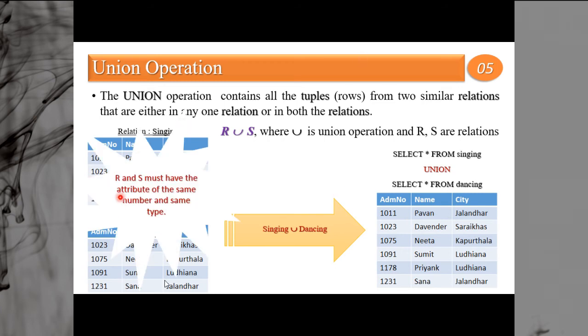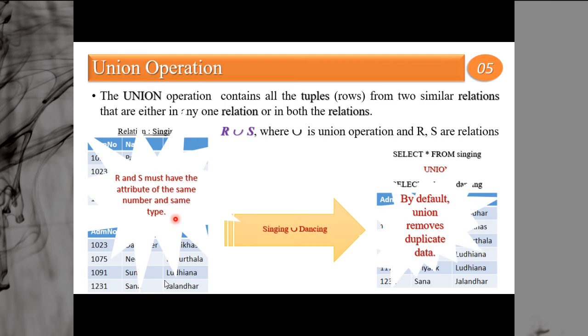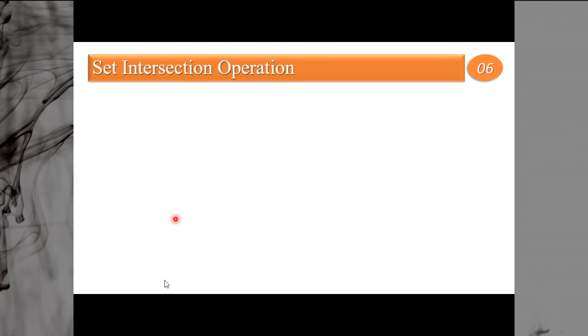Now this is a very important thing to remember: R and S must have the same number of attributes. It means the number of attributes should be the same and their data types should be the same. Union also removes duplicate data. If a tuple has a duplicate record, like in our case we have two Devender from Sarai Khas, only one Devender will get a seat here, and we have two Sana from Jalandhar, so only one Sana will get a seat. So it automatically removes the duplicate data.